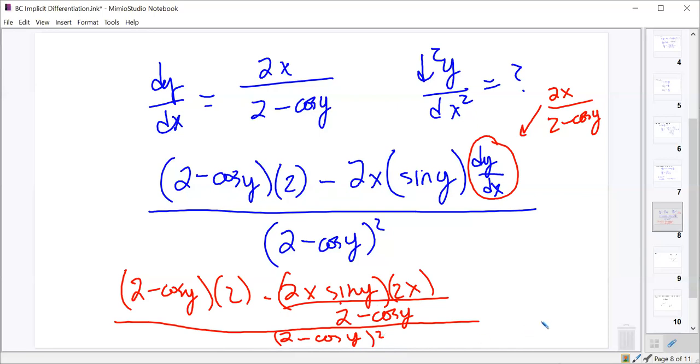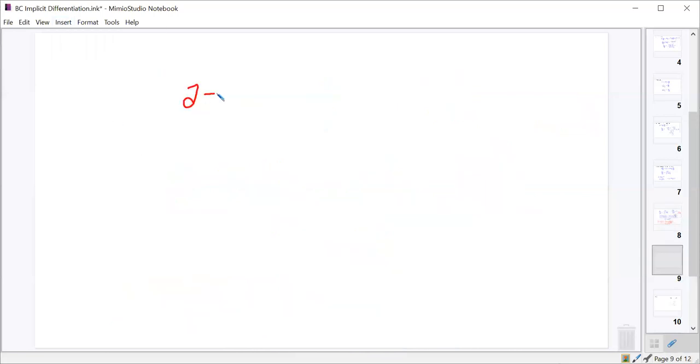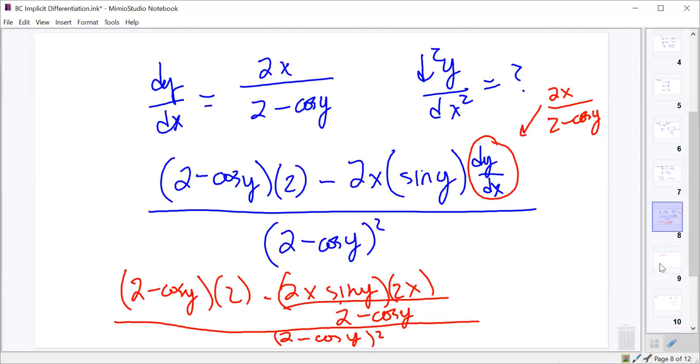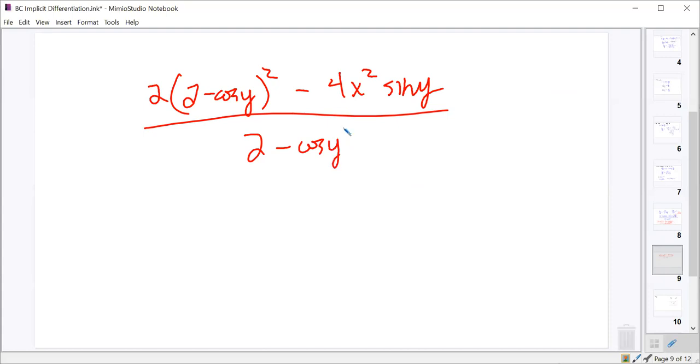Everybody good there? And this is an okay answer, but if we want to be a little more thorough, we could get a common denominator here. So let's do that real quick and turn this into 2 minus cosine y squared times 2. And then we had what, minus 4x squared sine y. And we can now put it all over 2 minus cosine y cubed. Everybody good with that?